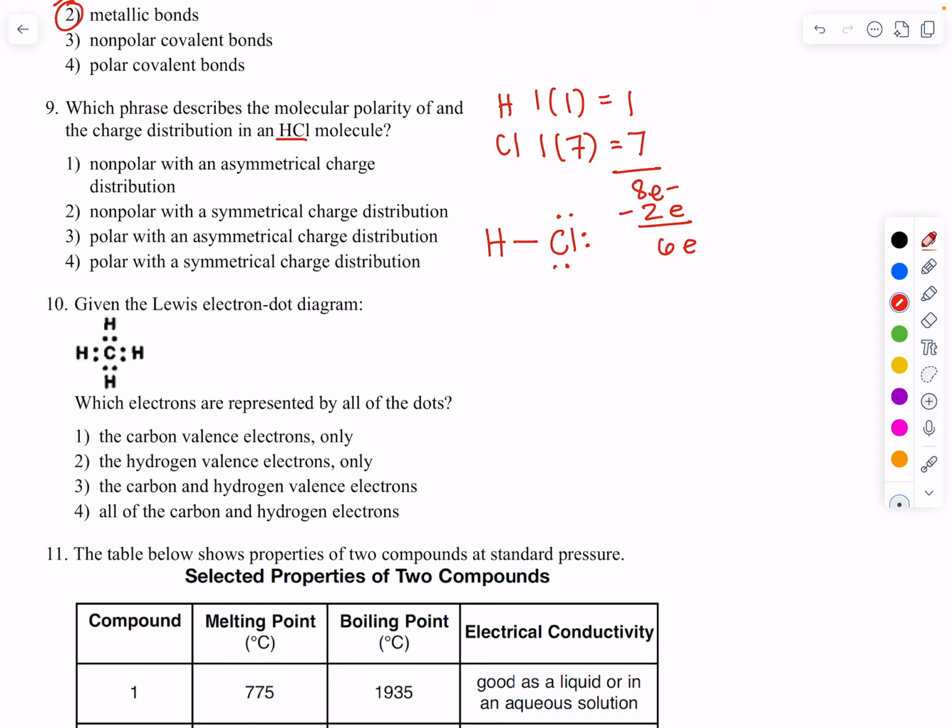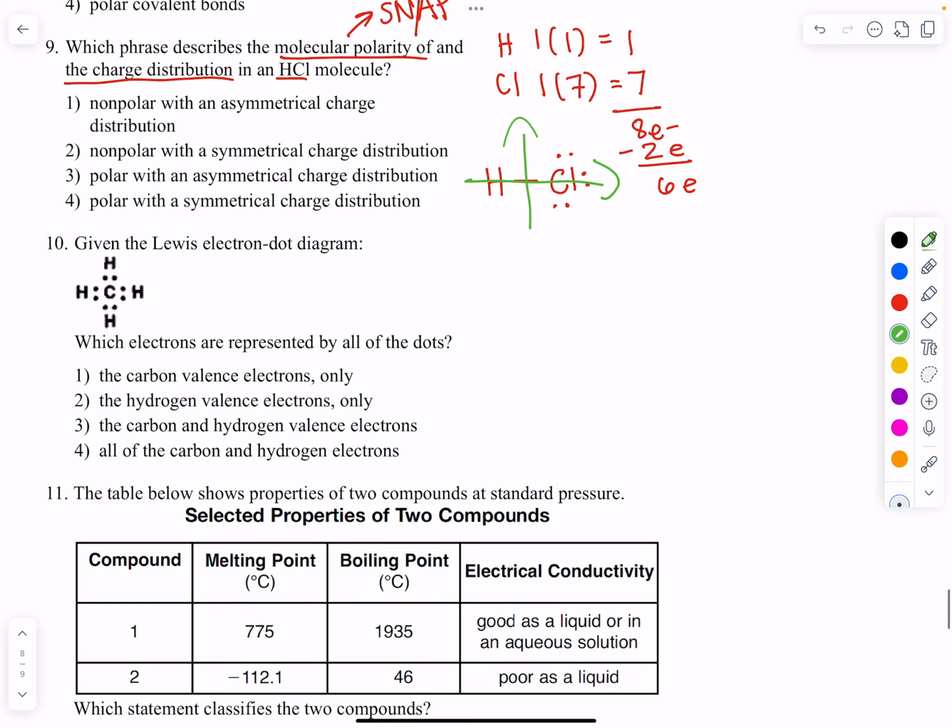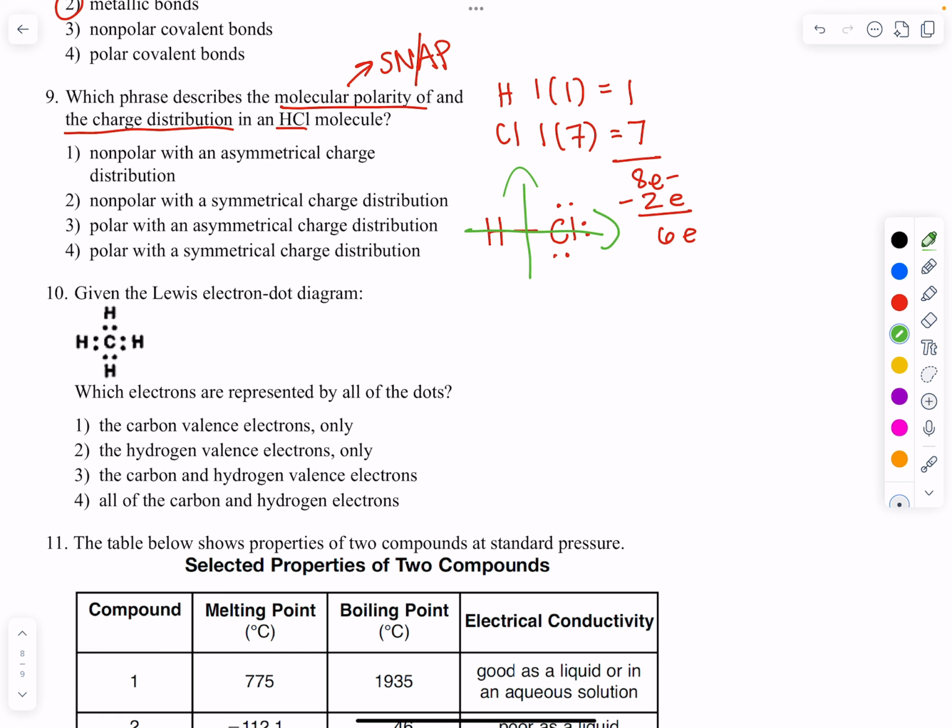So what describes the polarity and the charge distribution? Remember, molecular polarity is done by SNAP. It stands for symmetrical nonpolar, asymmetrical polar. So to test this, you can do something called the mirror test. Does it look the same here to here? It looks the same, yes. But here to here, if this was a mirror image, no, that's not a mirror image, right? So it doesn't pass the mirror test. It's asymmetrical, so it must be polar.